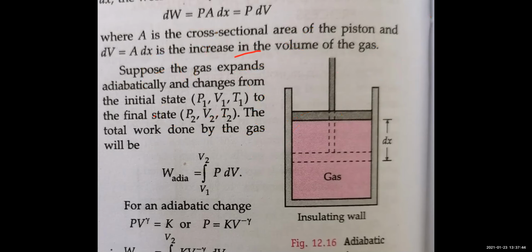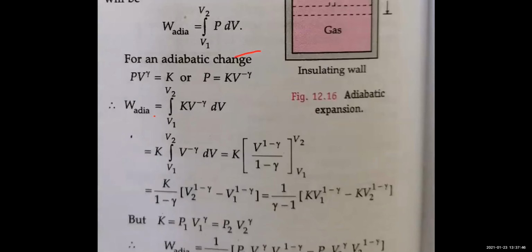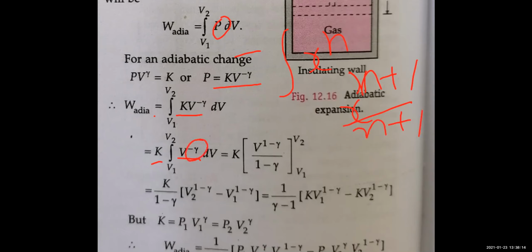So let's substitute the value of P in the integration. In this integration, if we substitute the value of P as K V raised to minus gamma, K is constant, it will come out of the integration. Now integration of V raised to minus gamma, we have done integration of x raised to n is x raised to n plus 1 upon n plus 1. So here what is the value of n? Minus gamma. That is minus gamma plus 1, that is 1 minus gamma upon 1 minus gamma.